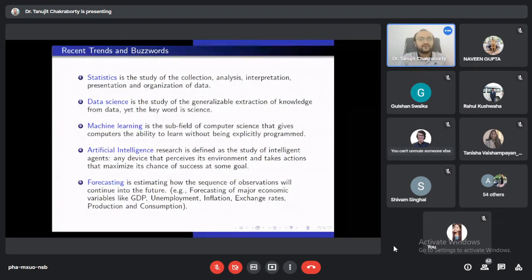So if you have heard of a very popular statistician called Tukey, some of you must have heard about Tukey's test. Tukey's statistical test is very popular in statistical hypothesis testing. He was the first person who introduced this particular term, data science, back in 1957. And after that, data science started blooming as a study of the generalizable extraction of knowledge from the data.